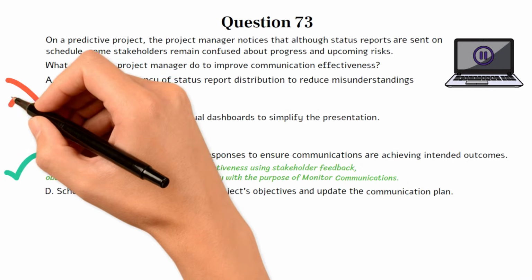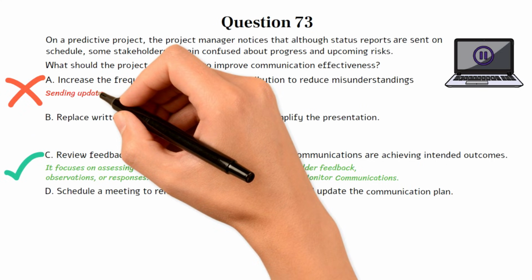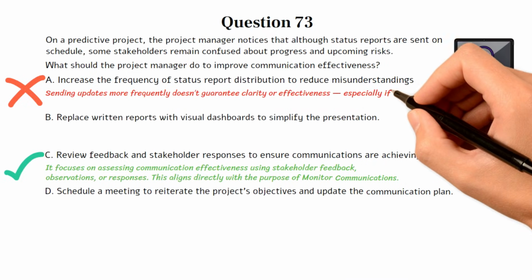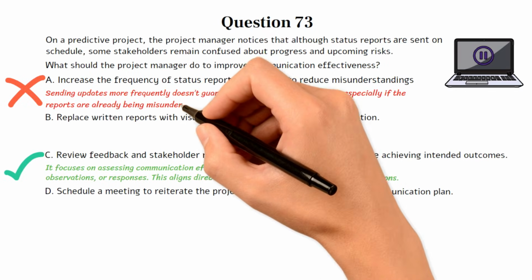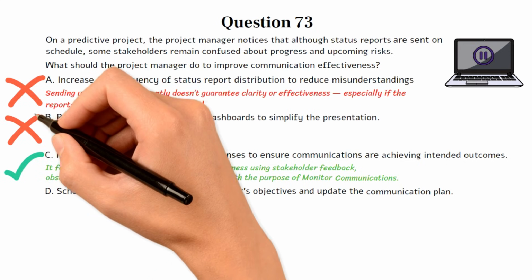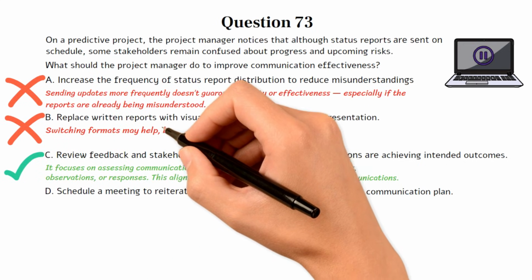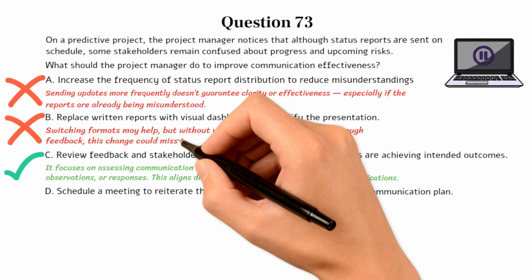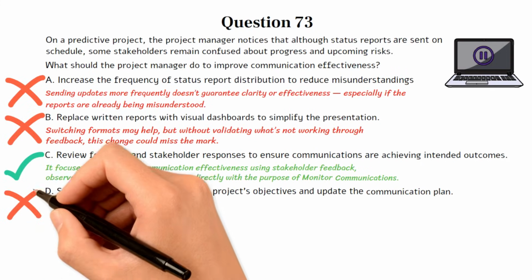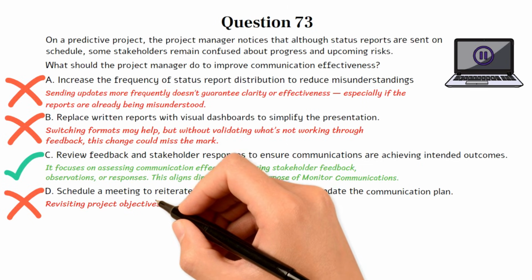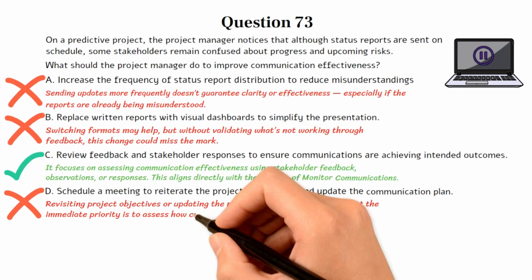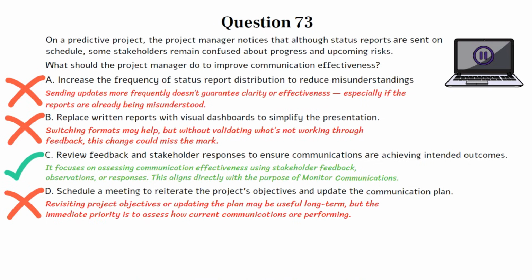Choice A is incorrect. Sending updates more frequently doesn't guarantee clarity or effectiveness, especially if the reports are already being misunderstood. Choice B is incorrect. Switching formats may help, but without validating what's not working through feedback, this change could miss the mark. Choice D is incorrect. Revisiting project objectives or updating the plan may be useful long-term, but the immediate priority is to assess how current communications are performing. Let's move on to the next question if you're ready.